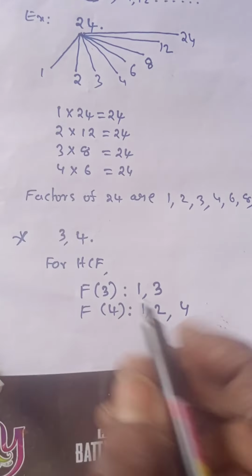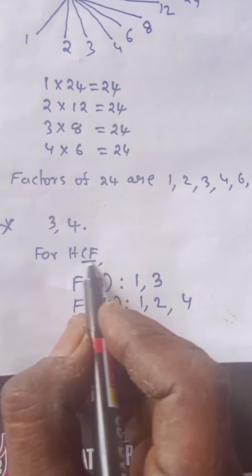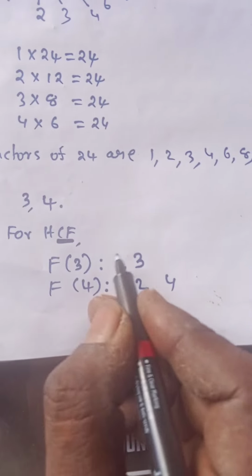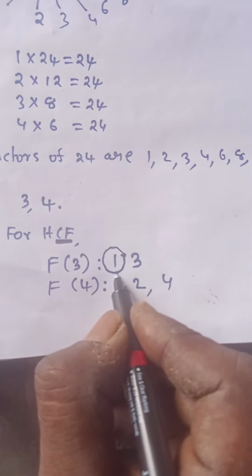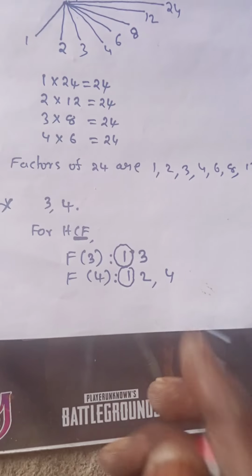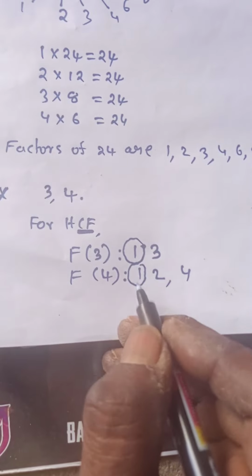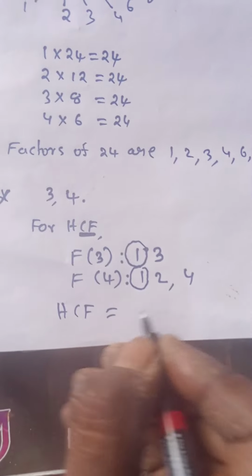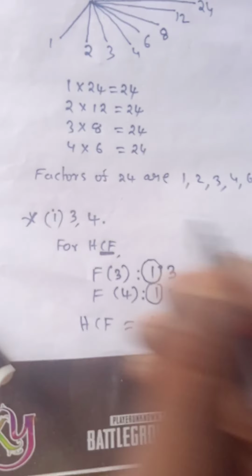The meaning of HCF is highest common factor. Focus on these words, common factor. You need to identify what common factors there are. Let's circle them first. 1 is a common factor of both of them, and other than 1 there is no common factor. So the common factor of 3 and 4 is only 1 itself. So the highest common factor is only 1. Let us take one more example to understand better.